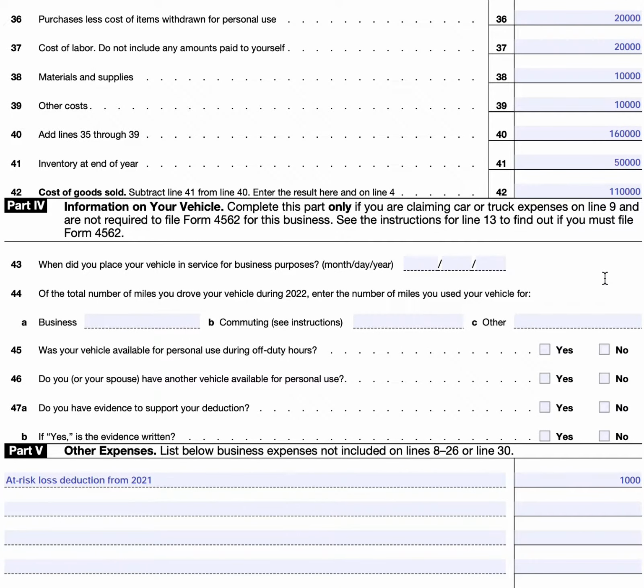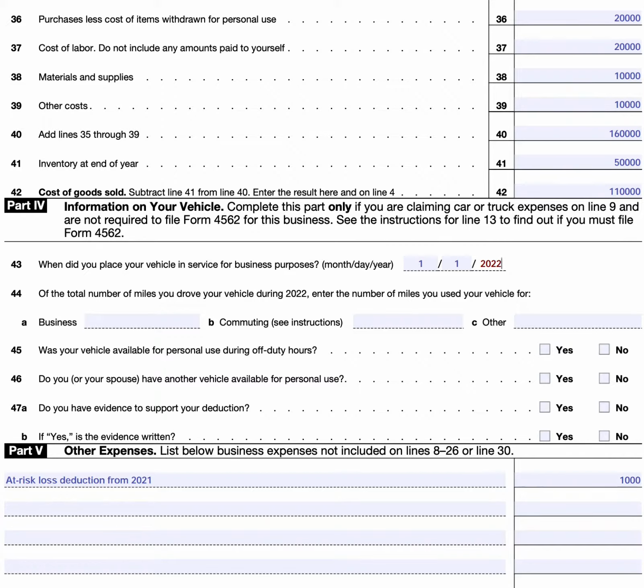In part 4, John Doe did not have to complete this form, but we will go through this briefly. So let's imagine that we place the vehicle in service at the beginning of 2022. And of the total number of miles that you drove, enter the number of miles that you use your vehicle for. So business, commuting, and then other, meaning probably personal or at least not tax deductible purposes.